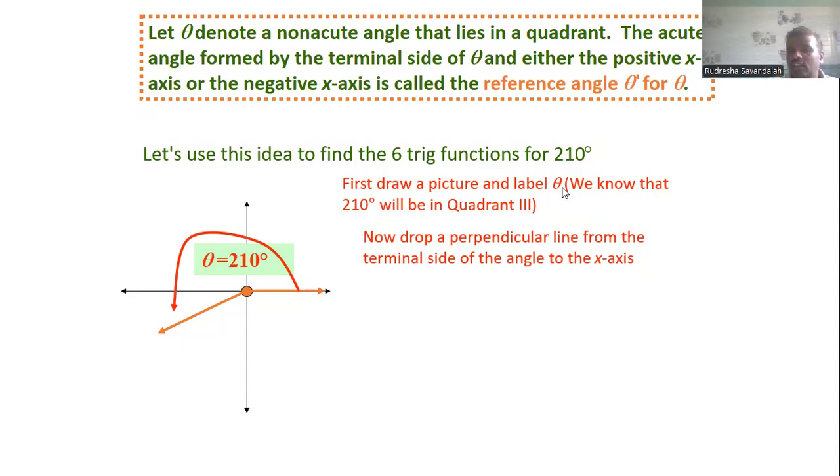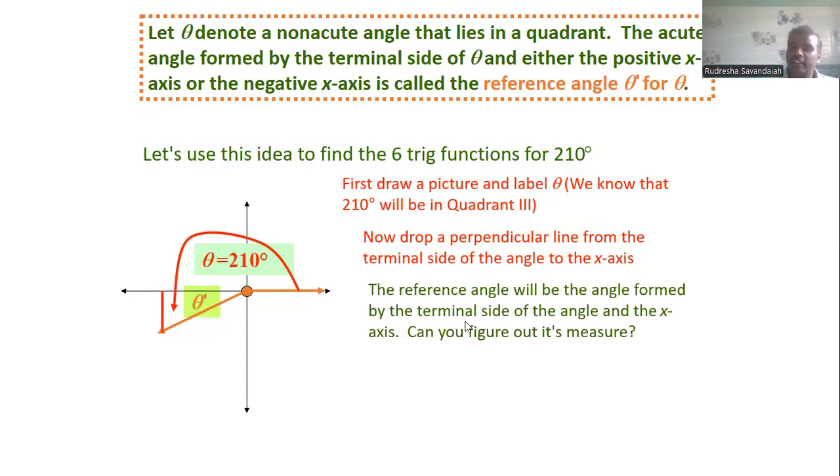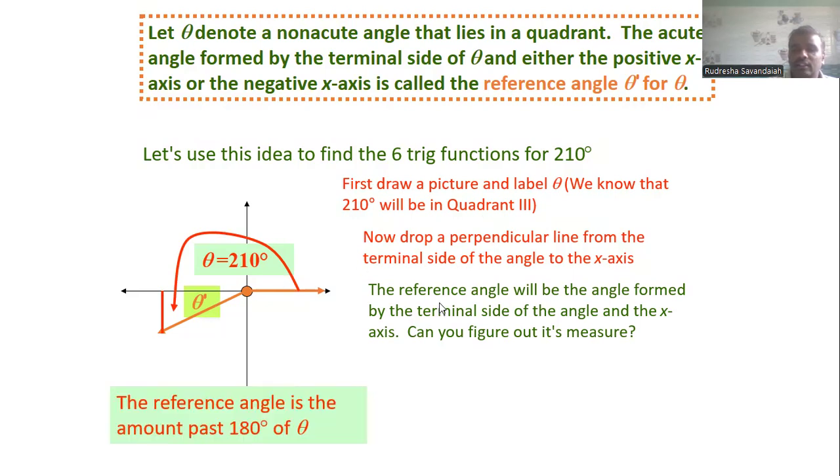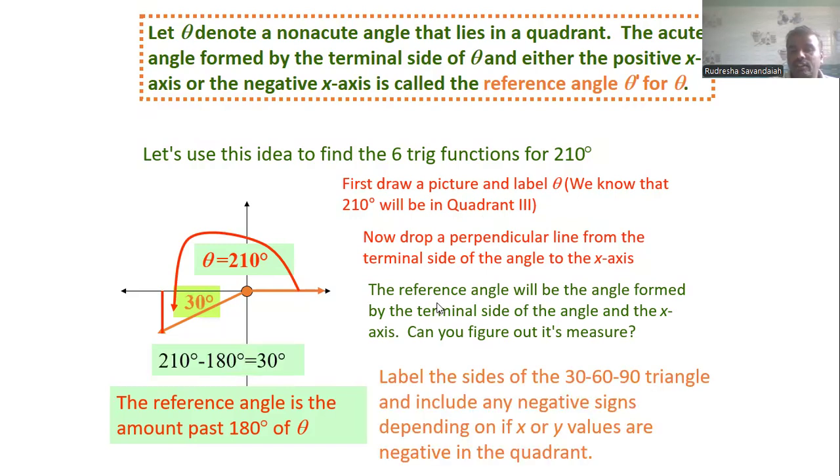First draw the picture and label the theta. We know that 210 degrees will be in quadrant three. Now draw the perpendicular line from the terminal side of the angle to the x-axis. The reference angle will be the angle formed by the terminal side of the angle and the x-axis, and the reference angle is the amount past 180 degrees.